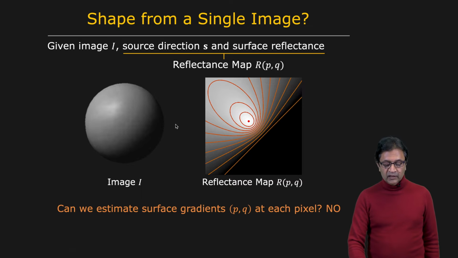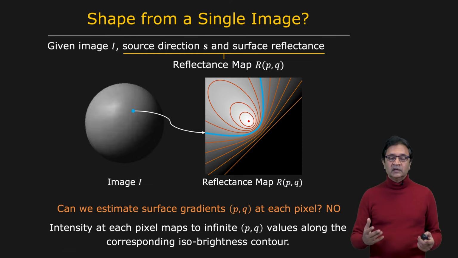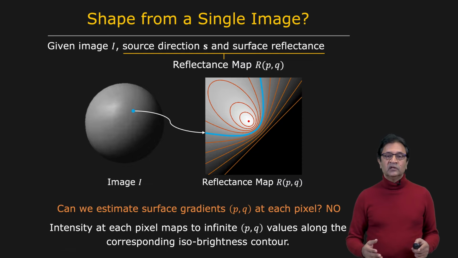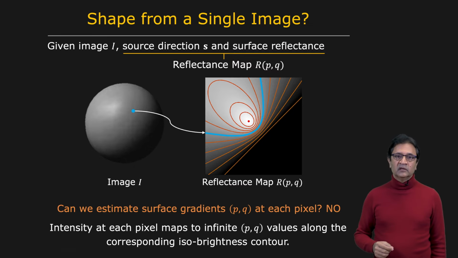Why is that? Because if I give you one brightness value at a pixel right here in this image, this is an image of an object, let's take this intensity value. That intensity value corresponds to an isobrightness contour in your reflectance map, such as this one. Therefore, there are an infinite number of PQ values that would have produced the same brightness value. And so we have an ambiguity here. And the whole idea behind photometric stereo is to use multiple light sources to resolve this ambiguity and come up with a unique surface normal at each point on the surface of the object.